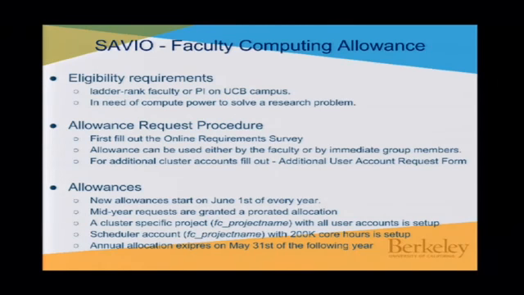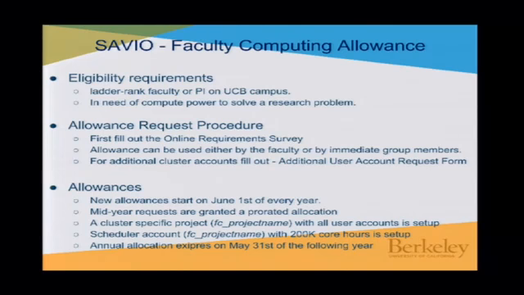And a couple more notes about the allowances. The allowances usually start around June 1st of every year. We do continue to accept requests throughout the year, so requests that start mid-year will be granted prorated allocations. And once a particular request is approved, we would be setting up a Savio cluster specific project, and the names of those projects would be like FC_project name. We would be collecting the project name from the online requirement survey. That is one of the fields in there.